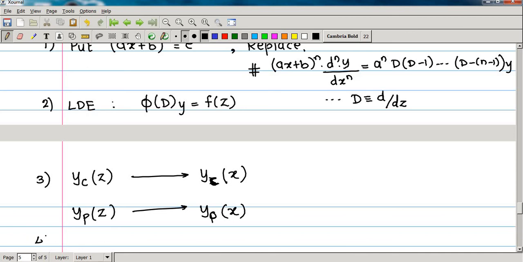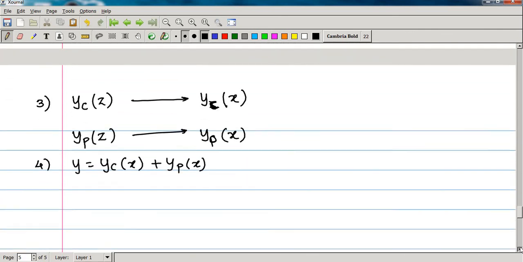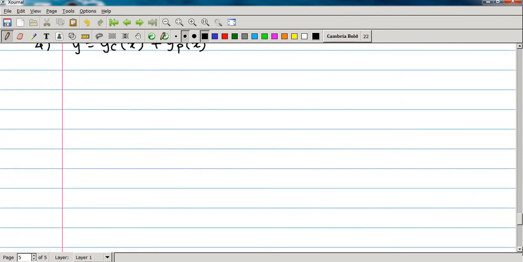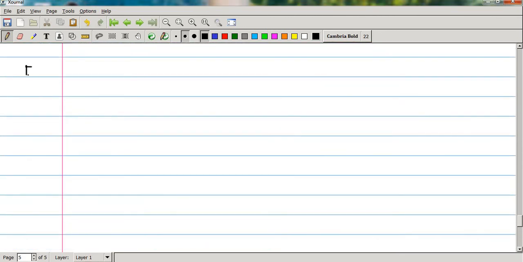Then step 4: the general solution is the complementary function in terms of x plus the particular integral in terms of x. So remember these 4 steps and follow the sequence to solve any Legendre's differential equation. Take one example for your exercise. If you have any doubts in the solution, we can discuss that problem in the next session.